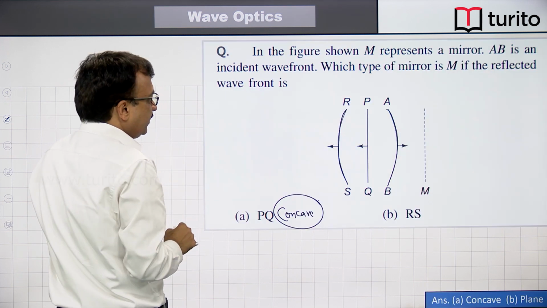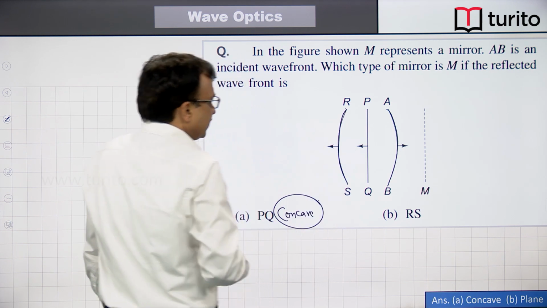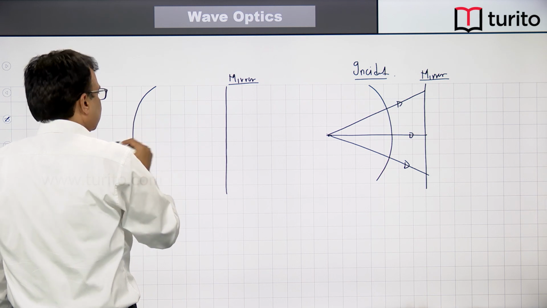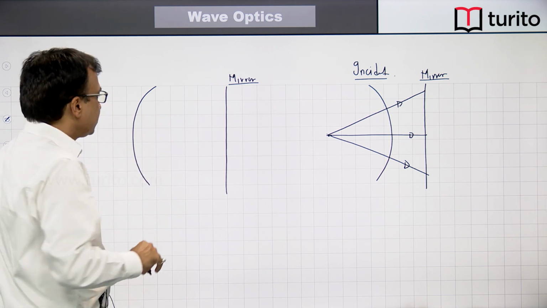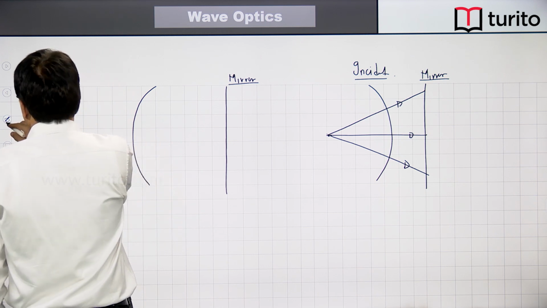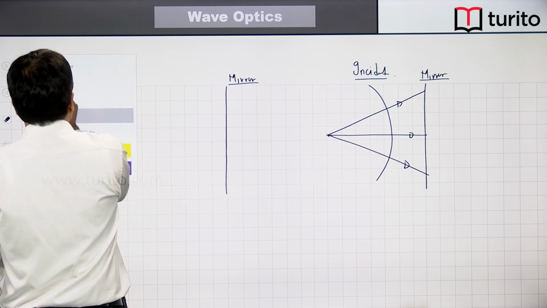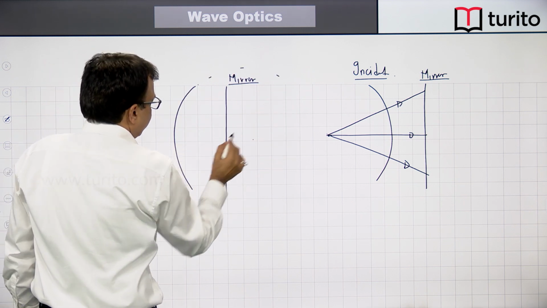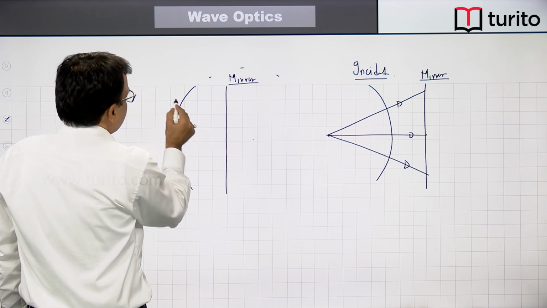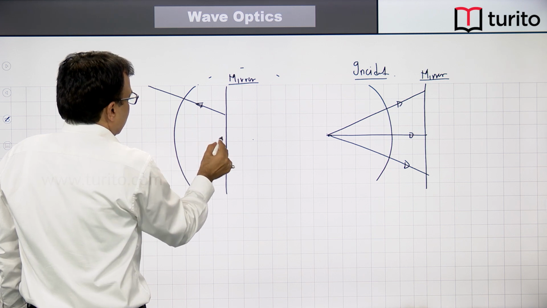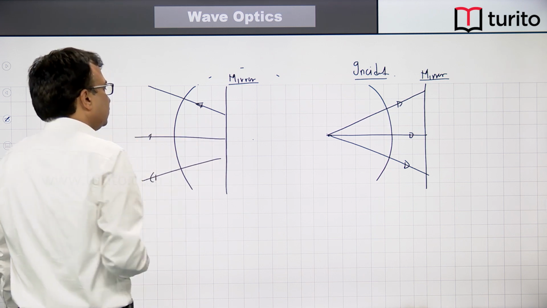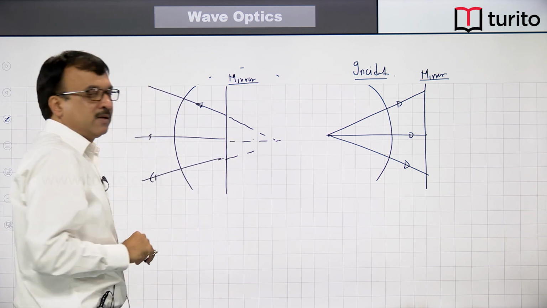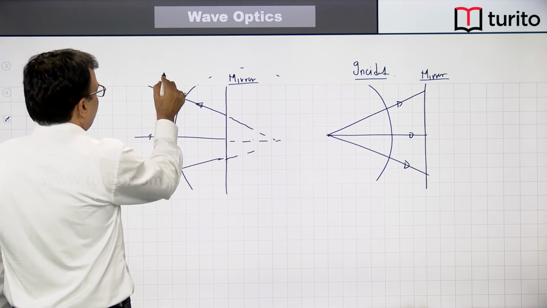This is the mirror, and in the question this kind of wavefront we get after reflection. So if after reflection we get this kind of wavefront, where is the center of curvature? Its center of curvature is somewhere in this position. So after reflection rays are like this. It means that the center of curvature is behind the mirror. Okay, so now it is very easy to understand.